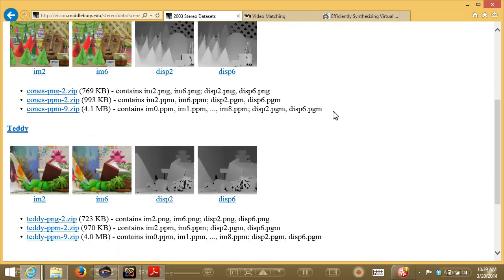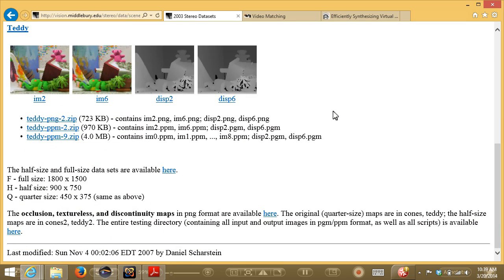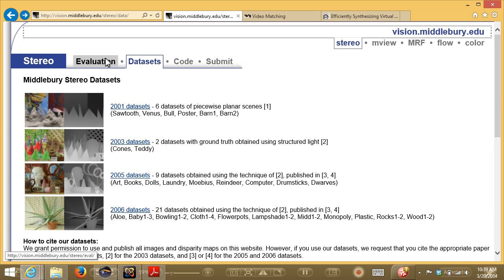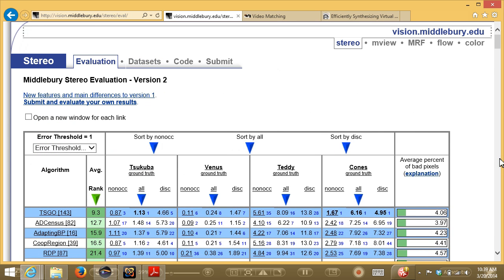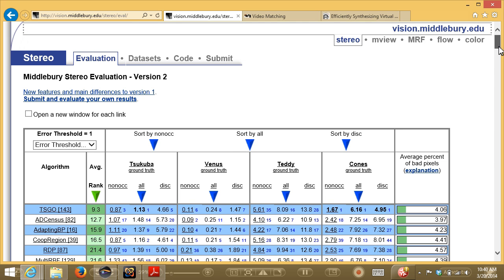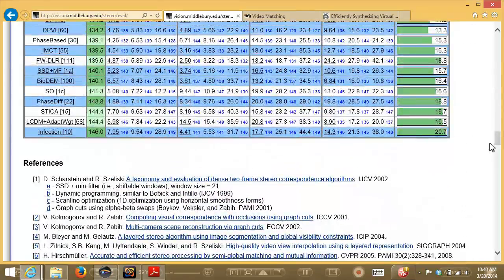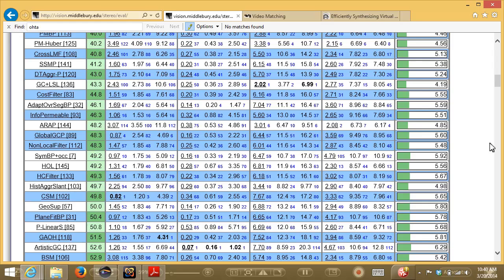And so, at Middlebury, they provide you with a bunch of known stereo pairs that you can benchmark your algorithm on. And if you go back, you can see there is this whole evaluation database of the top stereo algorithms evaluated on various data sets. Let's go back to the bottom of the list. I'm not sure whether even Ohta and Kanade is still on this list. No matches found.